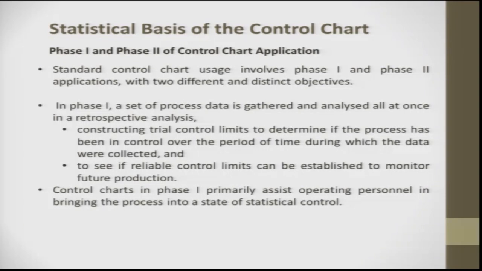There are several phases, phase 1 and phase 2, of control chart application. The standard control chart usage involves phase 1 as well as phase 2 application with two different and distinct objectives. In phase 1, a set of process data is gathered and analyzed all at once in a retrospective analysis. The control chart in phase 1 primarily assists operating persons in bringing the process into a state of statistical control. So, gathering and analysis of the data is done in phase 1.